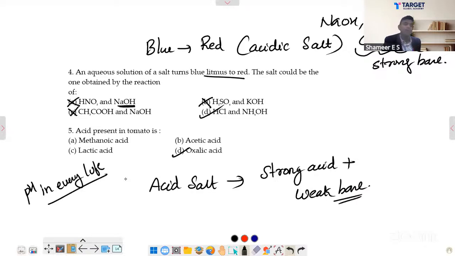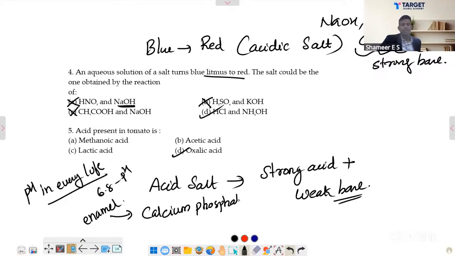What is important in that part? You can see the tooth enamel. Actually, our buccal cavity is slightly acidic, 6.8 pH. Our mouth. So the enamel present in our teeth is calcium phosphate. Calcium hydroxide is a strong base, phosphoric acid is a weak acid, so it is a basic salt, basic in nature. When the pH of our mouth goes down below 5.5, our enamel starts corroding. Okay, so that is the concept.